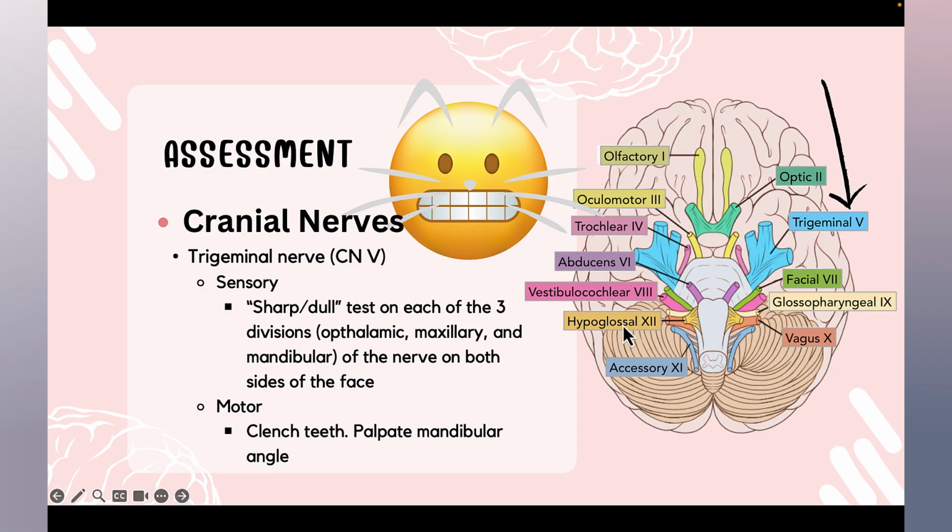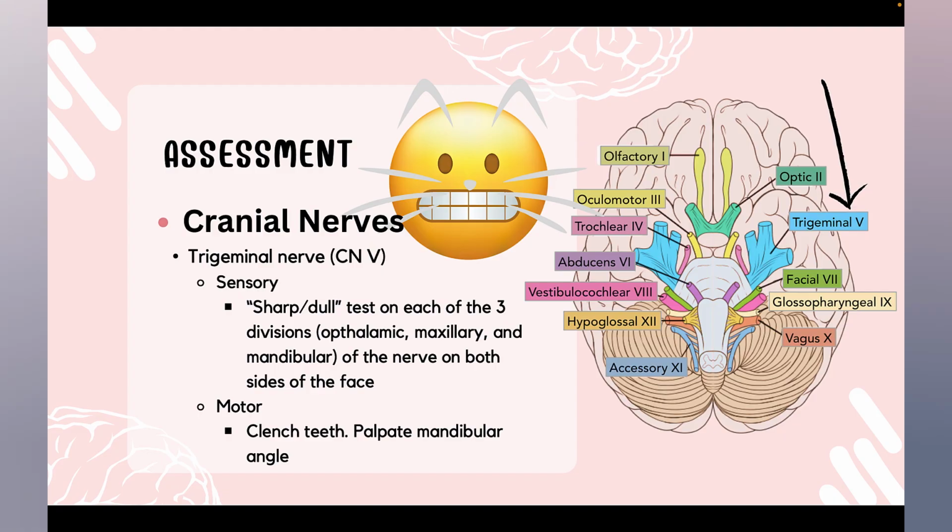You'd want to make sure that you tested it in all 3 divisions, and you would want to make sure that you tested it on both sides of the face, and you'd want to know any sort of asymmetry. So can they feel it on one side, not the other side? Can they feel it in certain areas, not other areas?